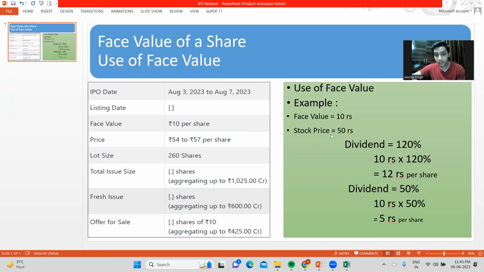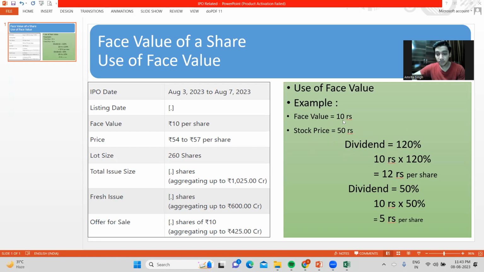And here I have taken an example to make things easier for you. Suppose there is a company whose face value is 10 rupees and whose stock price is 50 rupees. And if the company wants to give a certain amount of dividend to the traders, suppose 120% dividend, and you want to calculate the price per stock, the face value is going to play the important role. The company gives the dividend on the basis of the face value. Stock price really doesn't play any role when it comes to giving the dividend.